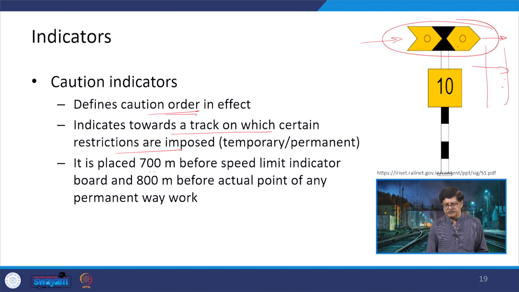It is placed 700 meters before the speed limit indicator. So, if there is a speed limit, it will be 700 meters before that, and it will indicate what type of speed limit is there. So, there will be a speed limit board. Say 10 kilometers per hour is the speed limit with which you can move on the right hand side track, or it is 800 meters before the actual point of any permanent way work.